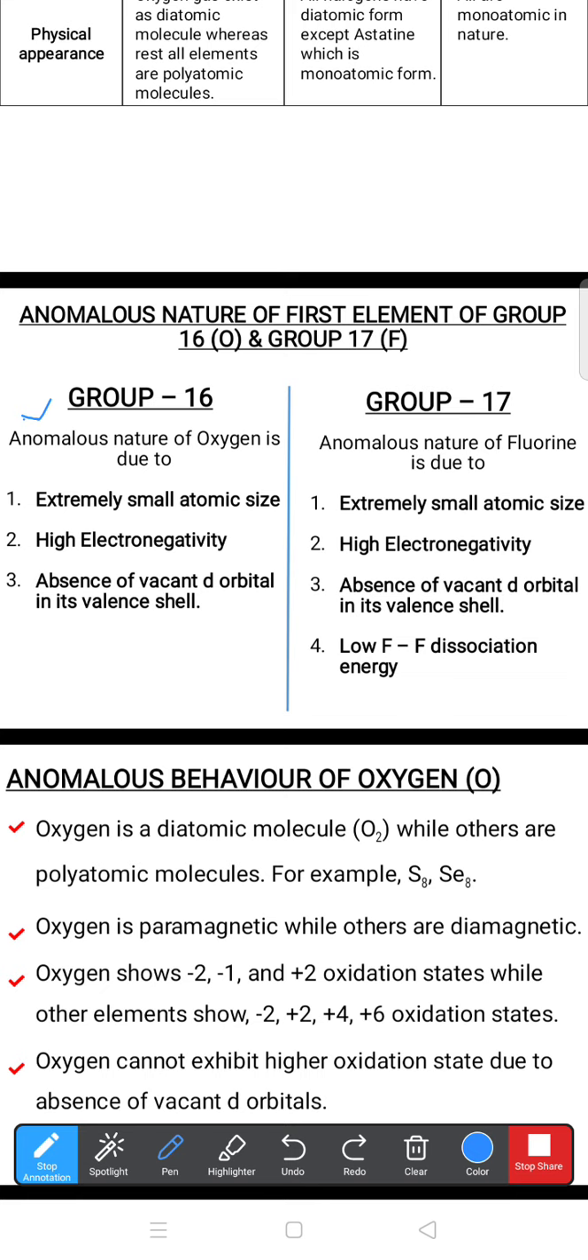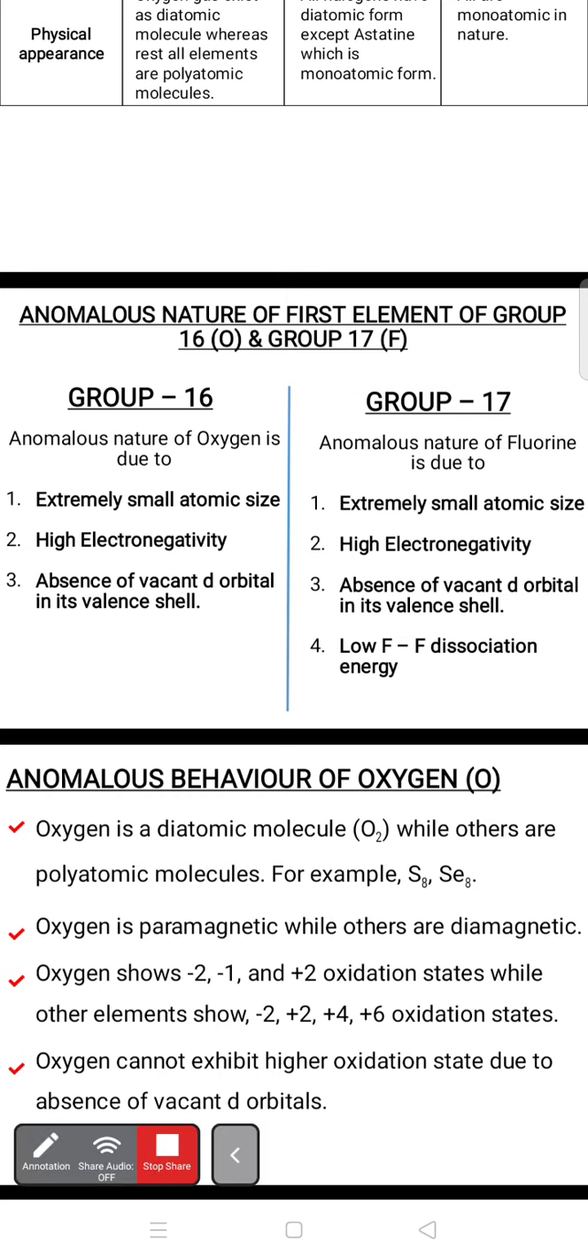On the other hand, in case of group 17, the anomalous nature of fluorine is due to extremely small atomic size, highest electronegativity, and absence of the vacant d orbital in its valence shell. And especially fluorine has a low fluorine dissociation energy. It's a very important point to compare group 16 with 17. The anomalous behavior of oxygen we'll discuss first.